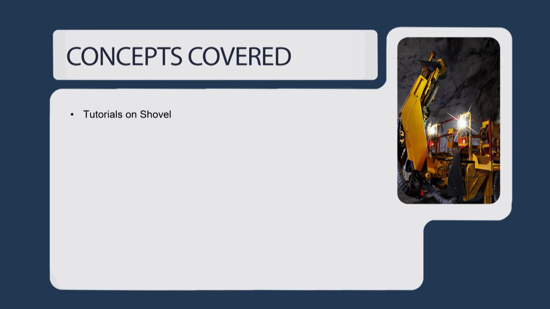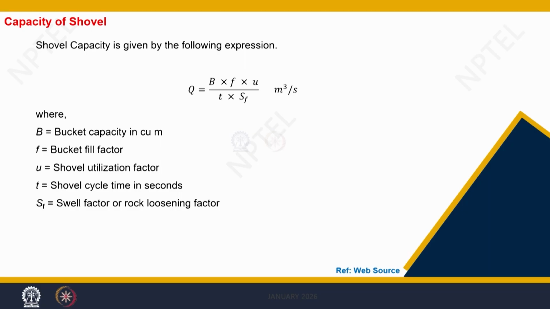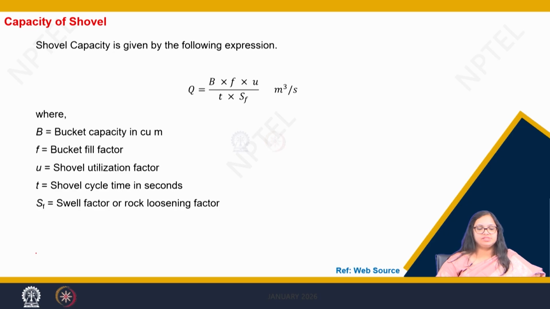We will be learning about how to determine the capacity of the shovel. Well, just to give you a brief of how do we calculate the capacity of a shovel. So let me explain you the basics of how we calculate the shovel capacity. So when we talk about shovel capacity, it is given as Q is equal to B multiplied with F multiplied with U by T multiplied with SF, and the unit is meter cube per second.